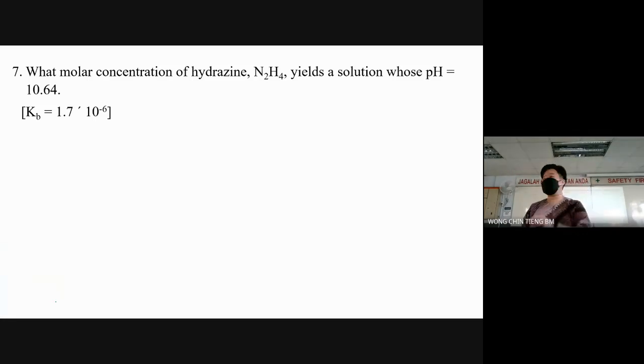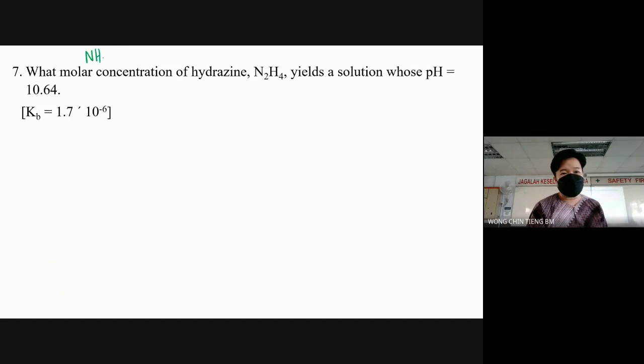Okay, Aiman says 7. So take a quick look to 7. What molar concentration hydrogen yield a solution of pH? Slightly different dengan biasa. Biasa soalan bagi concentration kita jadi pH. Isu kat sini, dia bagi pH tapi dia tanya concentration. Itu isu pertama lah. Isu kedua, hydrazine N2H4 is a base or is a acid? It's a weak base, sayang.